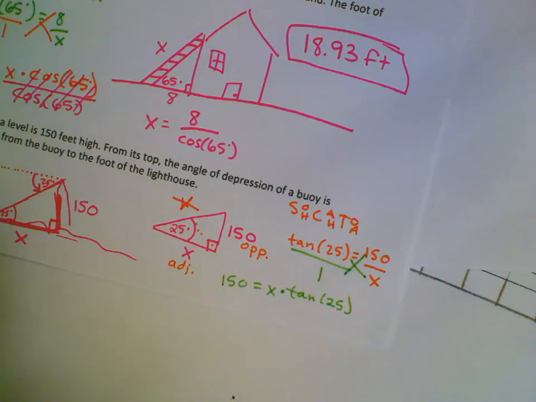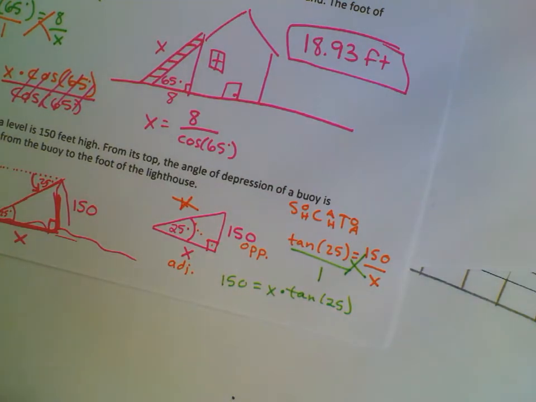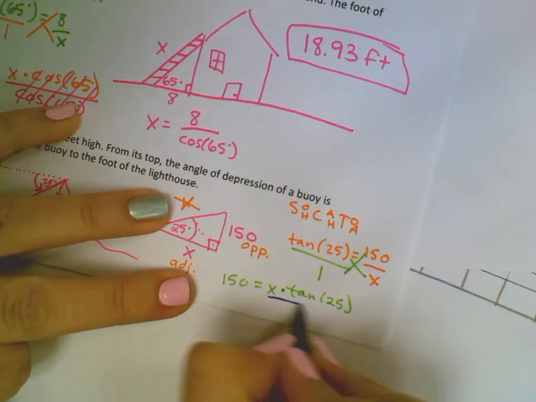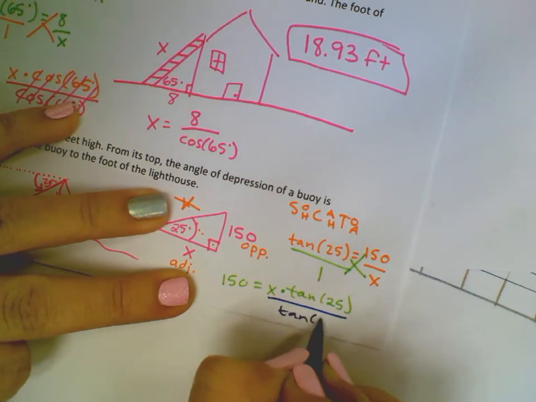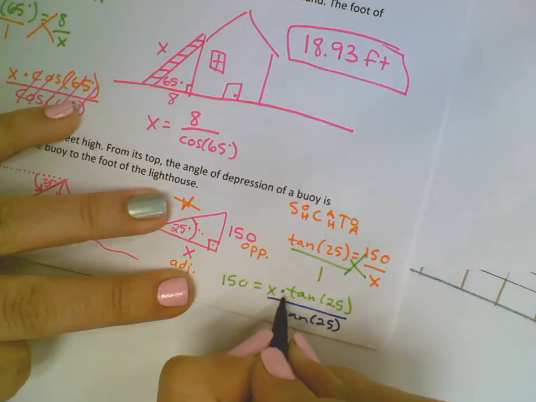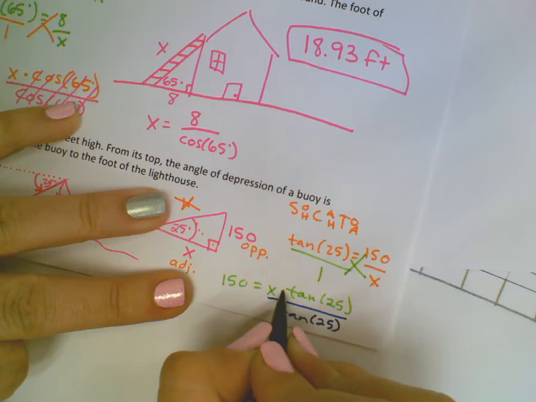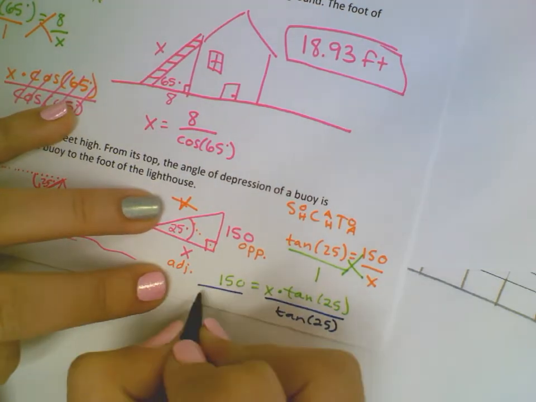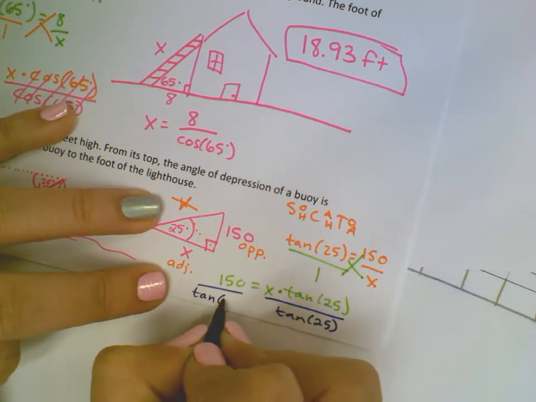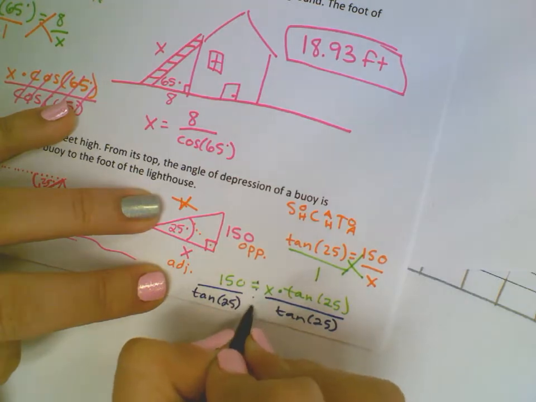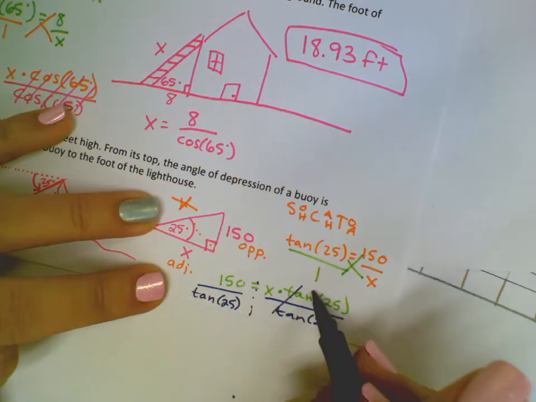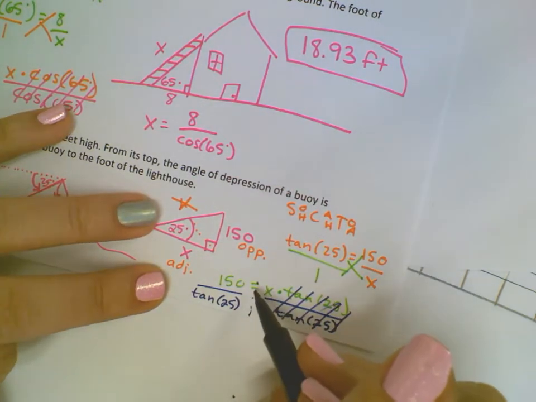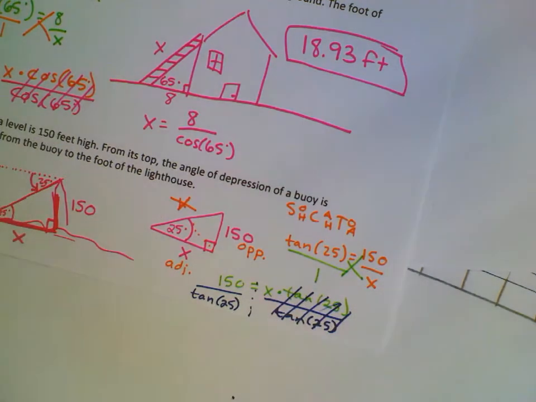I need to get my variable alone, so what I need to do is divide both sides by tangent of 25, because that is the inverse function of multiplication. So in order to get rid of that multiplication, I need to divide. Whatever you do to one side, you must do to the other side of the equal sign. One on that side, one on this side. These cancel each other out, and we get X equals 150 over tangent of 25.